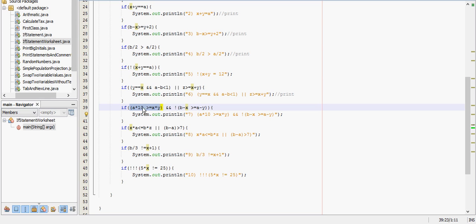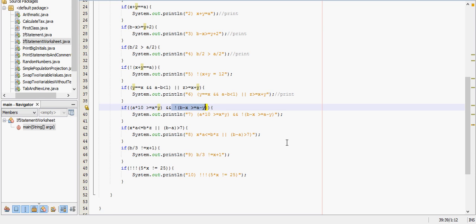Probably should be highlighting the actual code and not the print statement. Anyways, this half is definitely true. Then we have to check this side, and we'll do the opposite of this side. So B minus X would be the same thing as 14 minus 5, which is 9. A minus Y is the same thing as 12 minus 7, which is 5. So this part is true, but this says not true. So this line will not print out because this whole side right here is false.